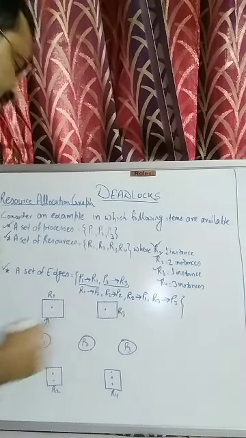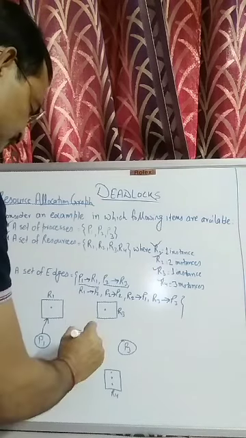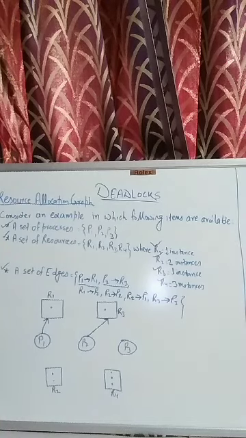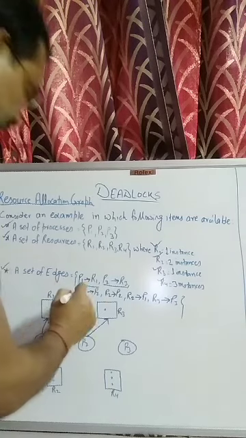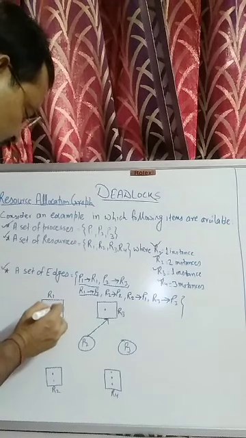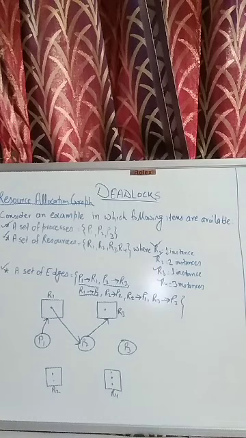Next edge is P2 to R3. That is, P2 also wants an instance of resource R3. Next, R1 arrow P2, that is, this instance of R1 is allocated to process P2.